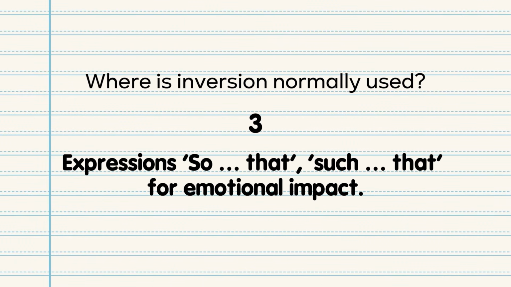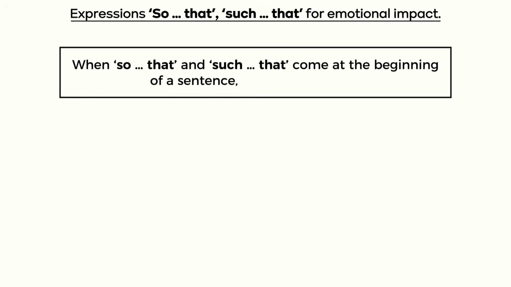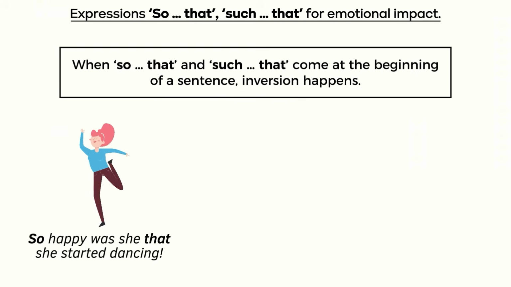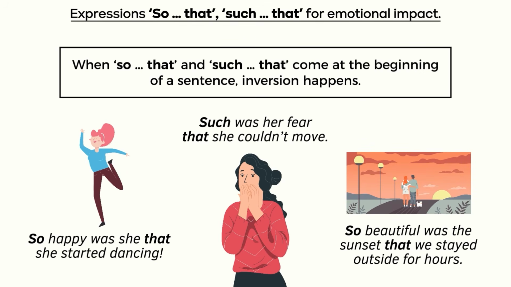3. Expressions so that and such that for emotional impact. When these phrases so that and such that come at the beginning of a sentence, inversion happens. So happy was she that she started dancing. Such was her fear that she couldn't move. So beautiful was the sunset that we stayed outside for hours.